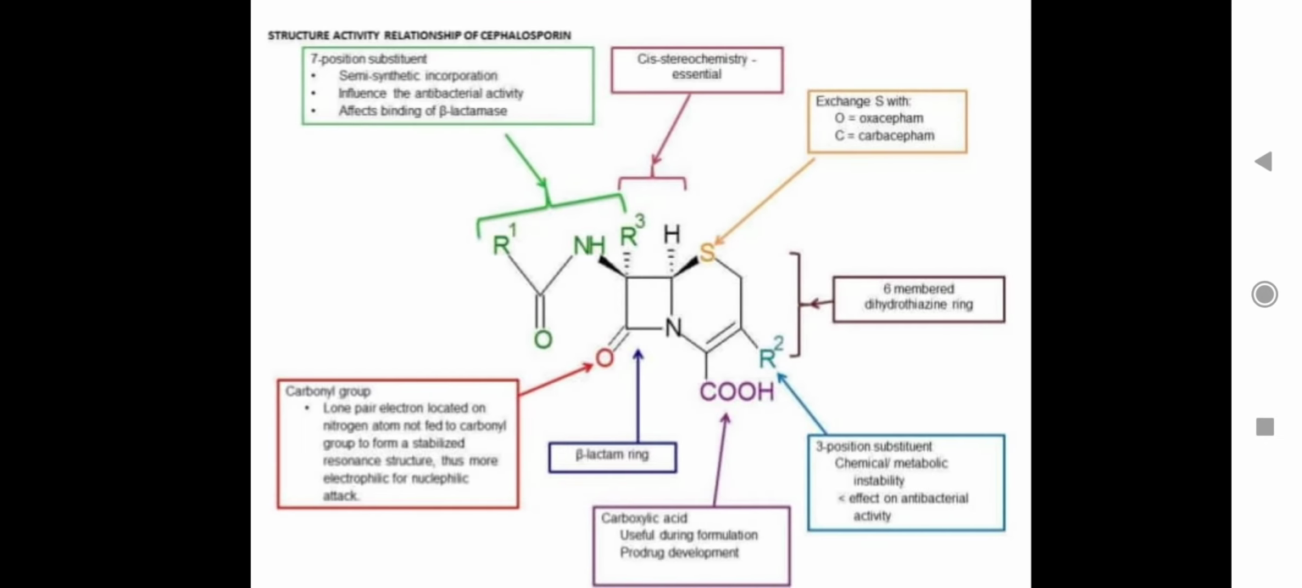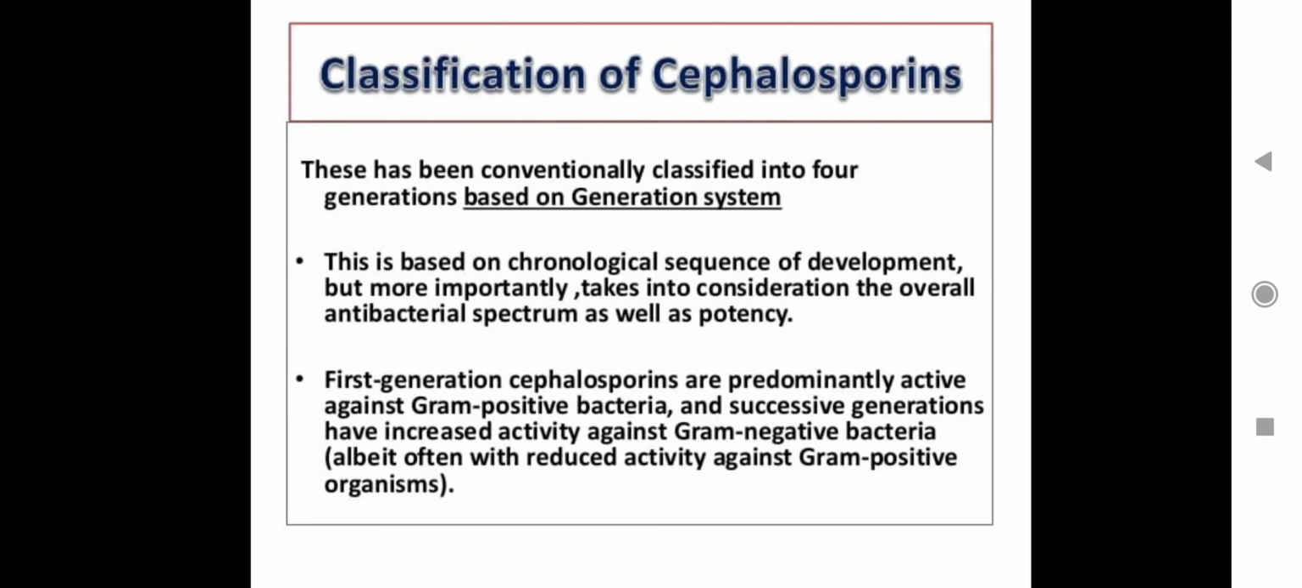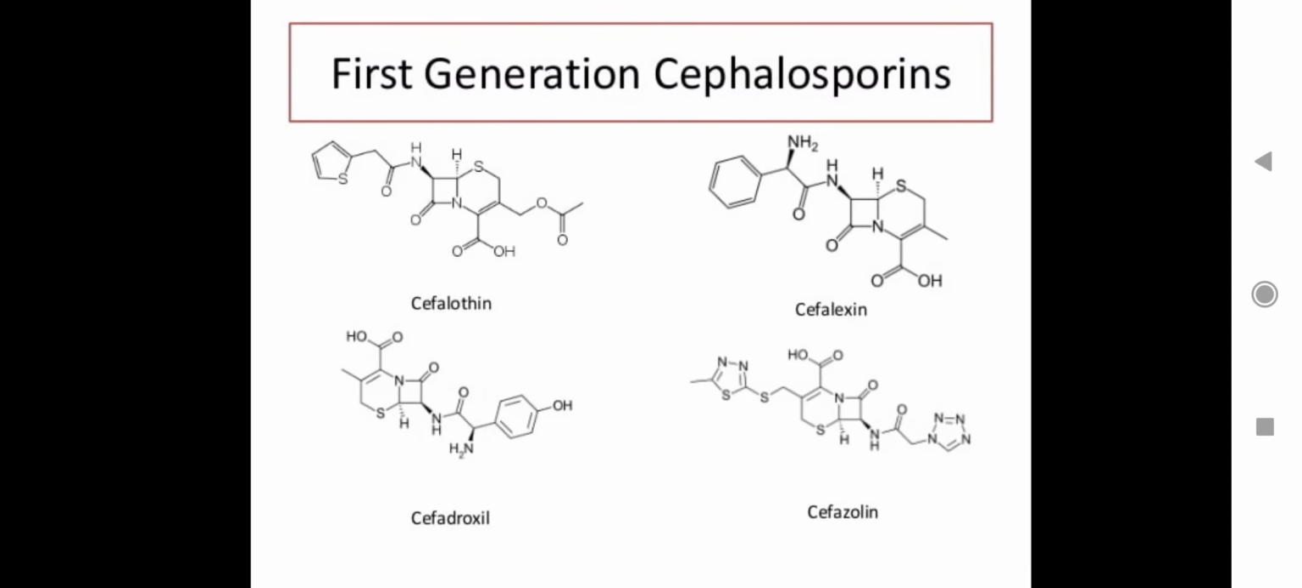Next comes cephalosporin. The classification of cephalosporins is based on their generation system. This is based on chronological sequence of development and also includes antibacterial spectrum plus potency. These are the bases for their multiple generation system. The first generation cephalosporins are primarily active against gram-positive bacteria and have no special activity against gram-negative. These include cephalexin, cefadroxil, cefazolin, and cephalothin.